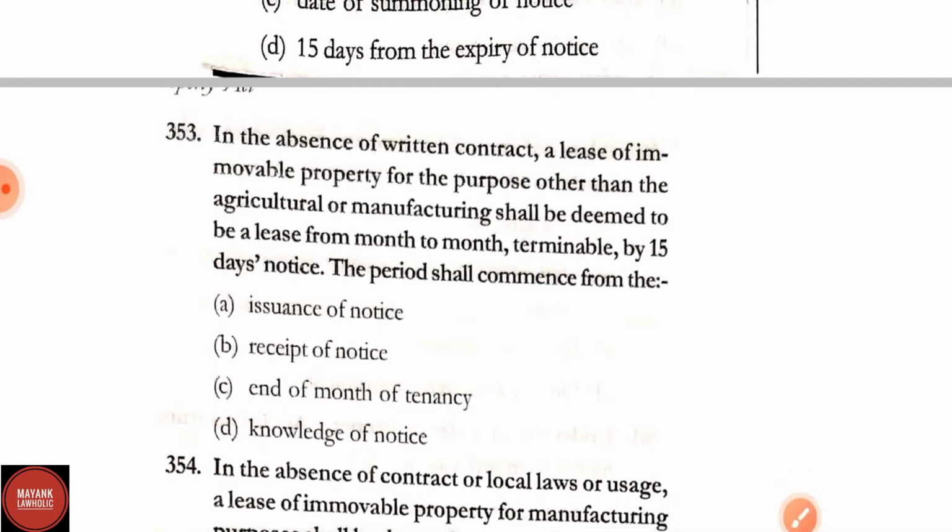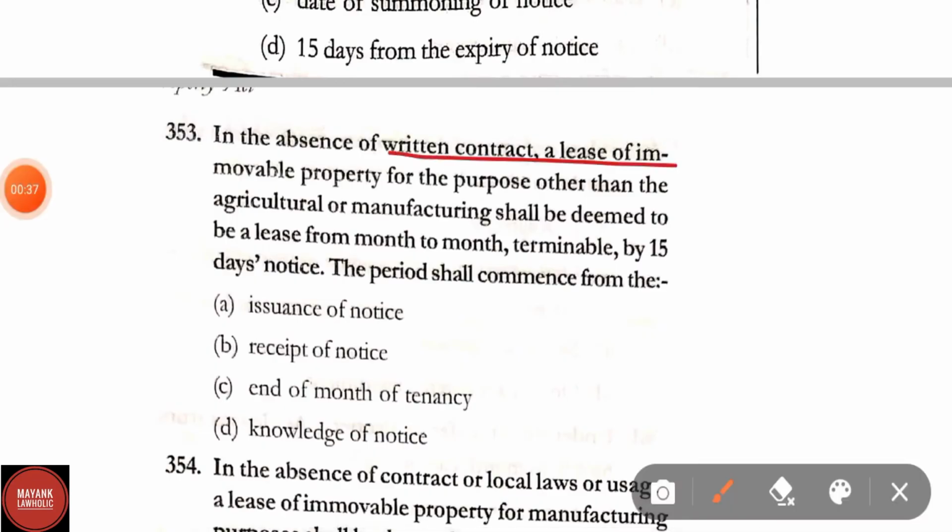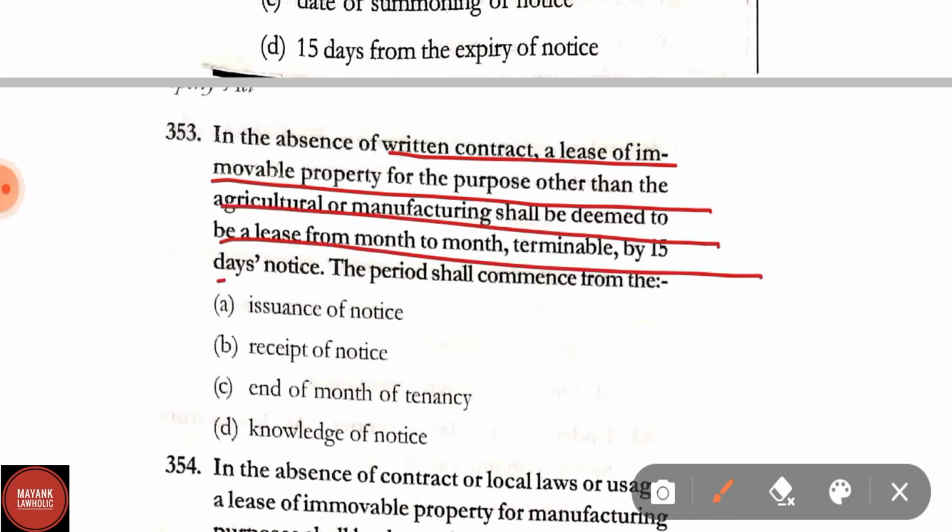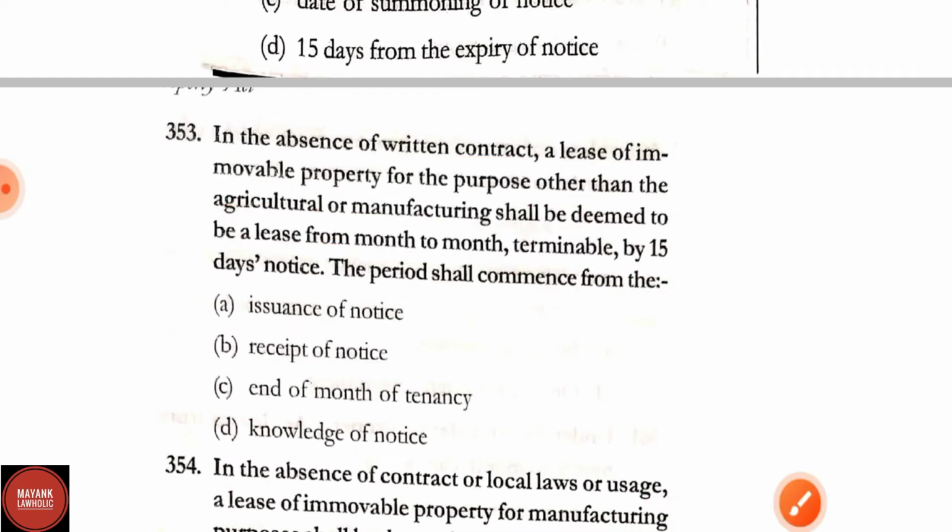Question number 353. In absence of a written contract, a lease of immovable property for the purpose other than agriculture or manufacturing shall be deemed to be a lease from month to month, terminable by 15 days notice. The period shall commence from the receipt of notice. Option B is the right answer.